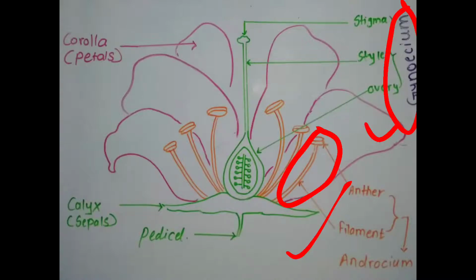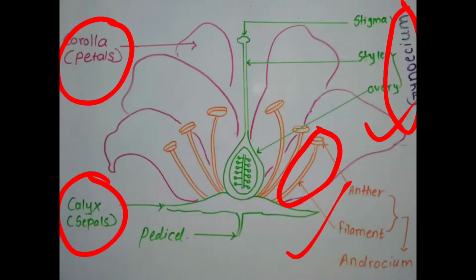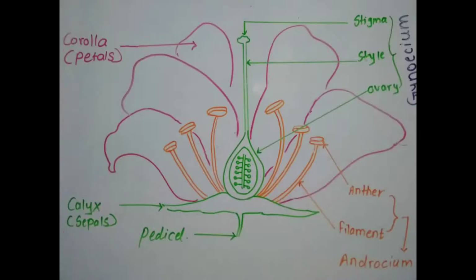That's why both together are called essential whorls. Whorls means parts of the flower. Essential whorls of the flower, right? The remaining two parts, that is corolla and calyx, are not directly involved in the reproduction process. That's why they are called accessory whorls. So these two are essential whorls, and these two are accessory whorls of the flower.